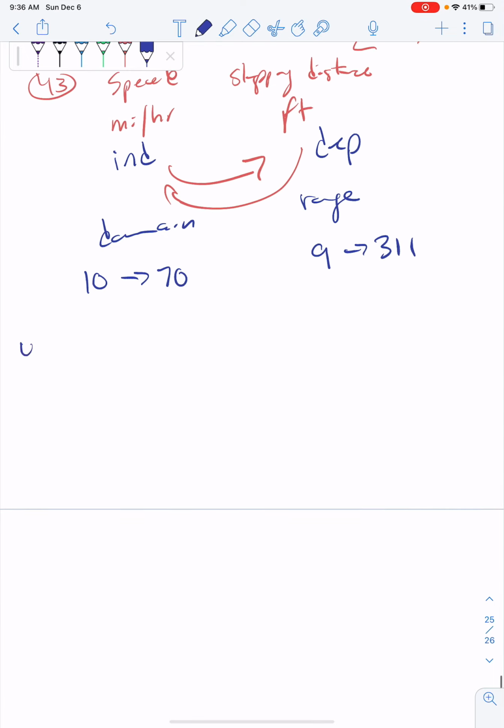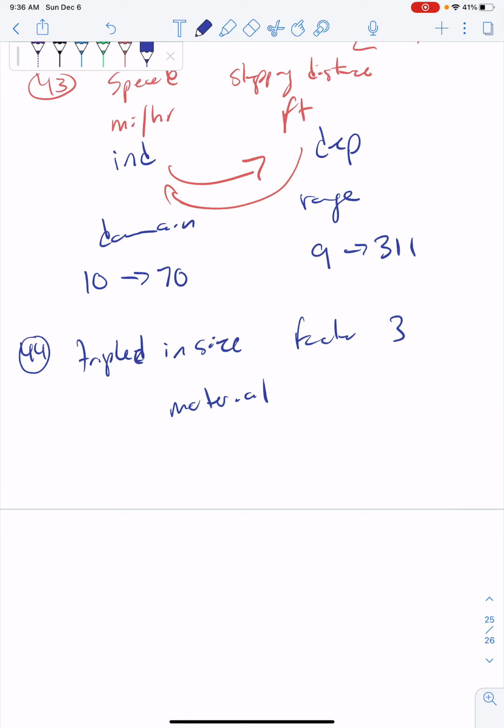Number 44. Suppose you magically tripled in size. I love these questions. I really do. You tripled in size. So your height, weight, and depth go up by a factor of 3. What factor has the amount of material for your clothes increased? So we're looking to see how much our material for our clothes has gone up.